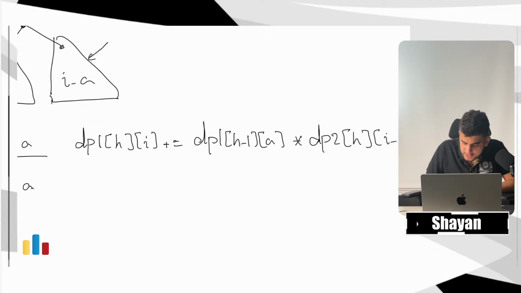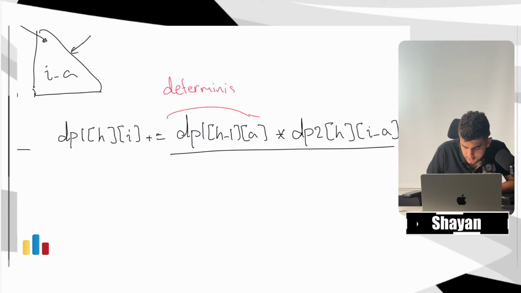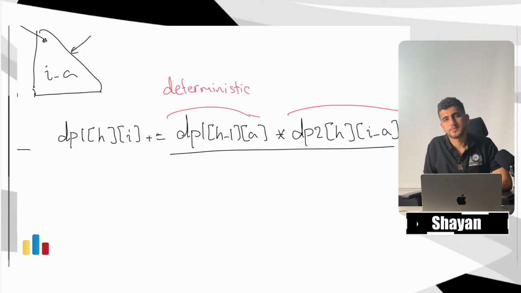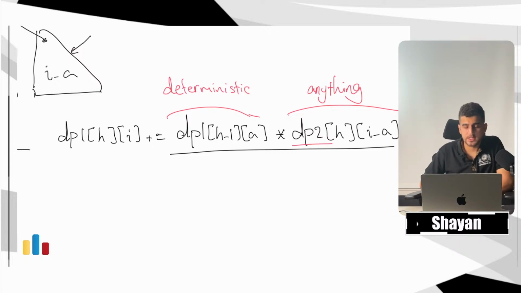Why do I say that? Because the left child must be deterministic, because it has the greatest value and I will go to that side. But the right child does not need to be deterministic, it can be anything, because I'm not going that way. So I'm going to use dp2 for that side.